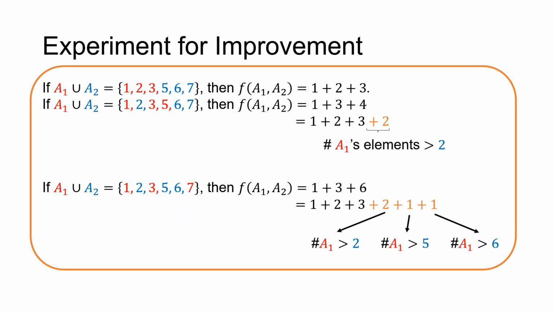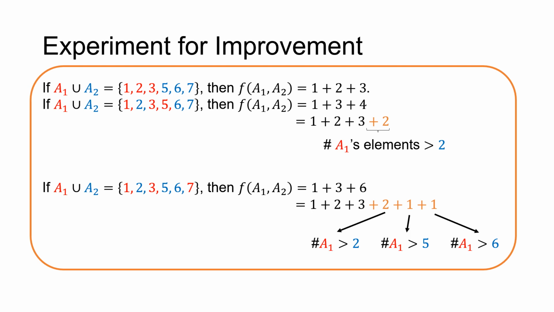Our first attempt has failed, but we can improve it. Let's further analyze the function with some examples. First, if the union of A1 and A2 looks like this, then the value of the function is simply 1 plus 2 plus 3. This is because all the elements in A2 are greater than the elements in A1. Secondly, if the union looks like this, the answer is 1 plus 3 plus 4.